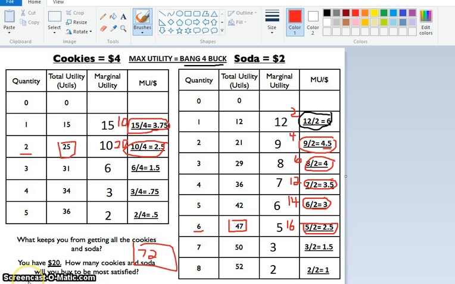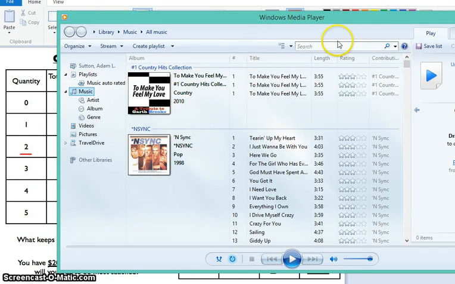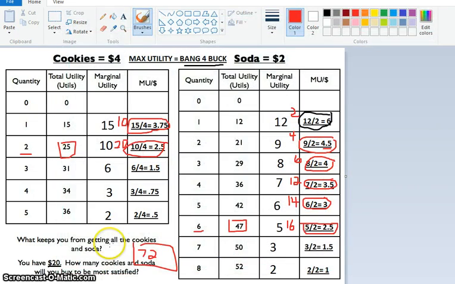All right. So, a lot of times what they'll do is they'll ask you on the question, imagine you had $26 or $30, and they just change the scenario. Whoops, sorry about that. To change the scenario on you. And if they just change how many dollars you have, you just continue with your process, comparing your marginal utility per dollar.